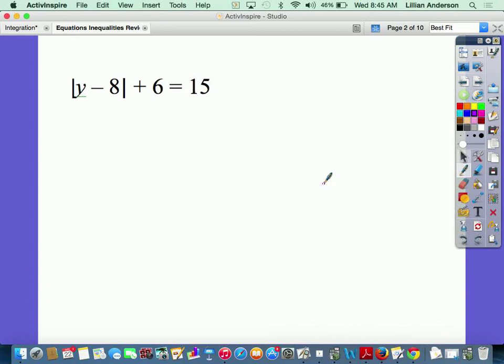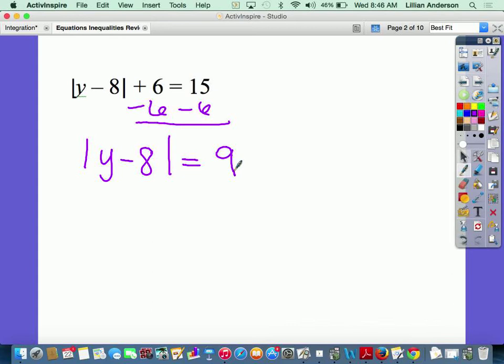What do you see in this problem? Absolute value, okay? You guys remember how to solve these? What do I need to do first? Subtract 6. Whether it's an inequality, a radical, an exponential, you always get that piece by itself. So you have the absolute value of y minus 8 equals 9. Then what? What does absolute value mean?